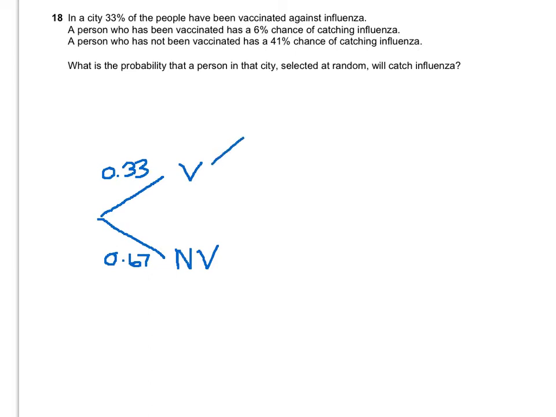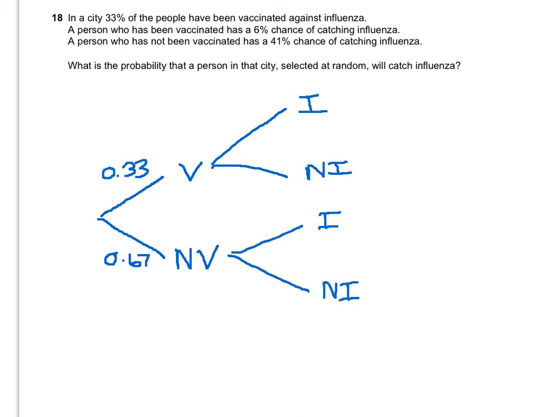And then in the second round, continue our tree diagram on. If they have been vaccinated, there's a 6% chance of catching influenza, which I'll call I, and then not catching influenza we'll just call NI just for now. So a person who has been vaccinated has a 6% chance of catching influenza, so 6%. And as a result, a person who has been vaccinated must have a 94% chance of not catching influenza.